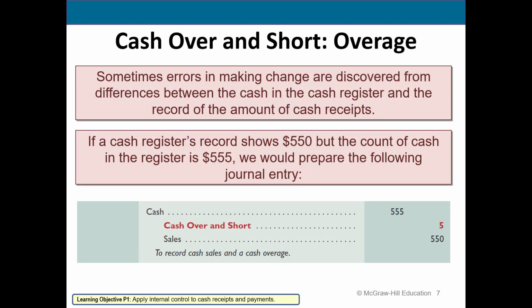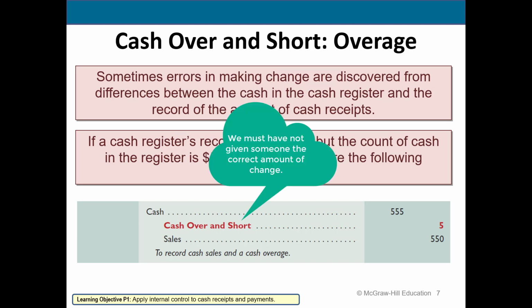So we have this new account called Cash Over and Short, and if we end up with more money in a cash register than we are supposed to have, we will have a cash over and short. So it will basically be like a revenue. So in this example, the cash register shows $550, but counting the cash, they have $555. So they have an overage of $5.